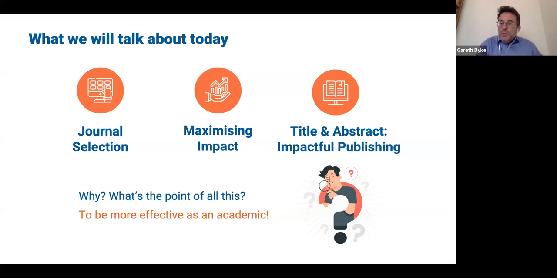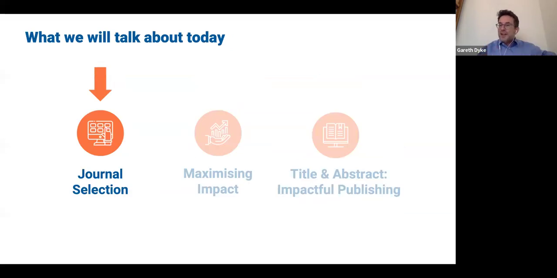And that's the point of all of this. At the end of the day, IVPN student is here to help you become more effective as an academic: training, helping, tips and tricks, ideas for the academic publishing cycle. So today's event covers journal selection, maximizing impact, and talking about the title and abstract in terms of impactful publishing. So let's dive in and begin our planning process.